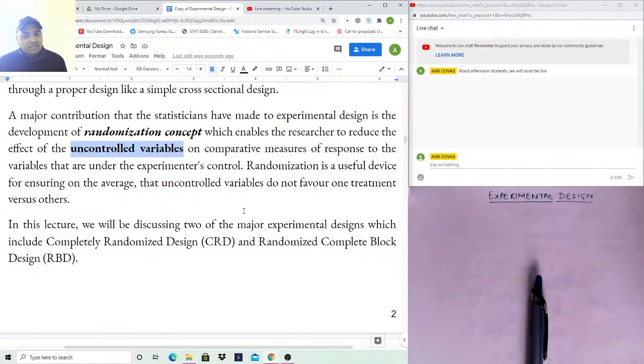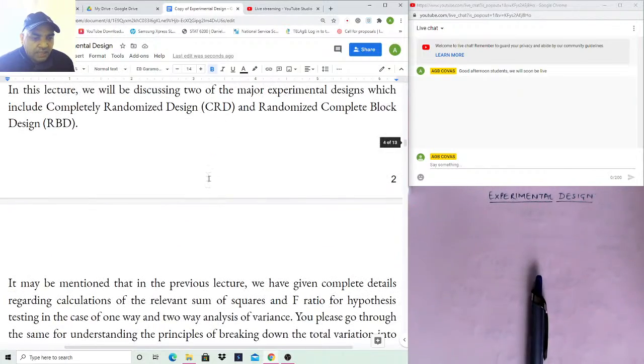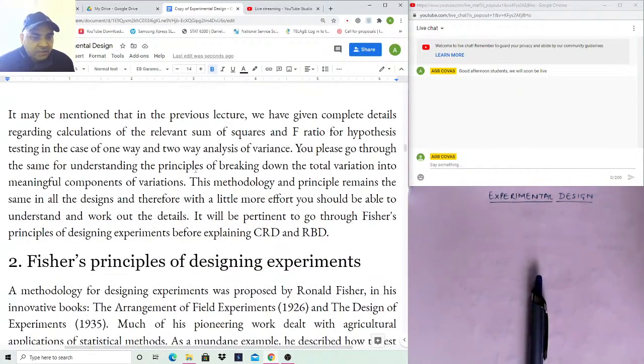Okay. So in this lecture, we will be discussing two of the major experimental designs, which include completely randomized design, in short known as CRD, and randomized complete block design, that is known as RBD. Okay. So these two we will be discussing. It may be mentioned that in the previous lecture we have given complete details regarding calculation of variance, sum of squares and F ratios for hypothesis testing. And I was telling you in the day before yesterday's lecture that kindly go through the ANOVA before coming to this experimental design class.